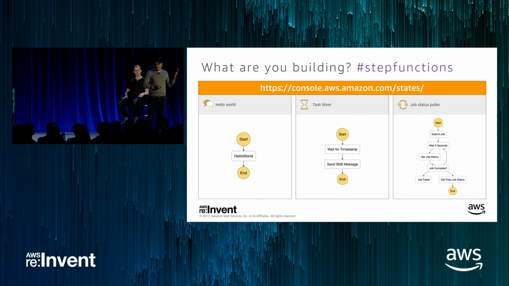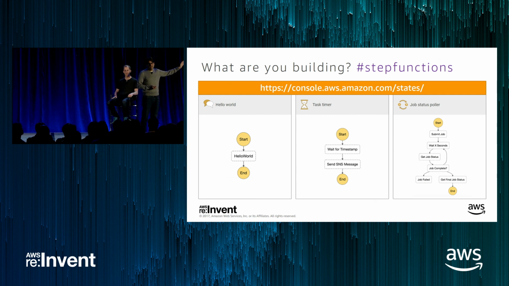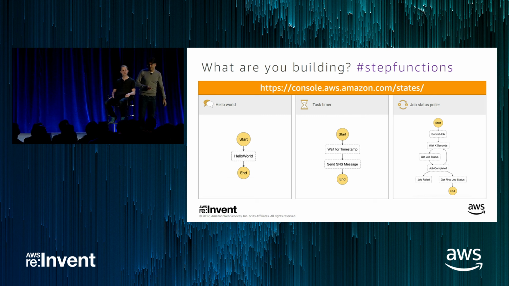There are 3 flavors. The first one you can build in 5 minutes, actually in 2 minutes. Use a pass state. You can also build it with a Lambda function as a Lambda Hello World, or you can build it with an activity task state. All 3 are in our developer guide with step-by-step tutorials, and you can start in the console and build it easily, and all will fit in the free tier.